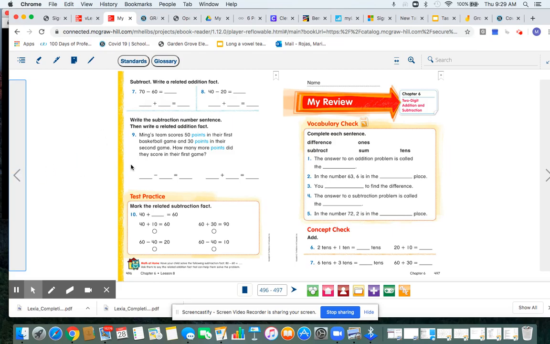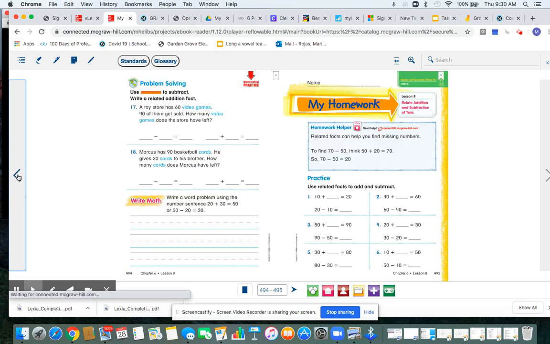you're going to go ahead and answer number 9, which is Ming's team scored 50 points in their first basketball game and 30 points in their second basketball game. How many points did they score in the first game? Okay, so you're going to go ahead and answer that question. Or actually, no, I'm sorry, that was the wrong one. I'm sorry, ignore that one. I thought it was this one.